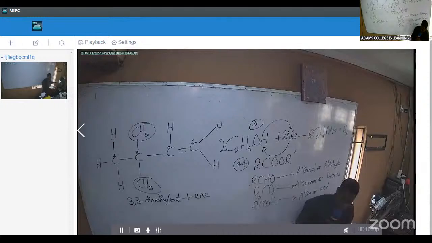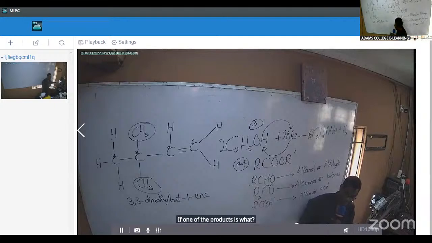45. When sodium ethanoate is treated with a few drops of conc H2SO4, one of the products is what? Now, if you don't know it, just try to write the equation.